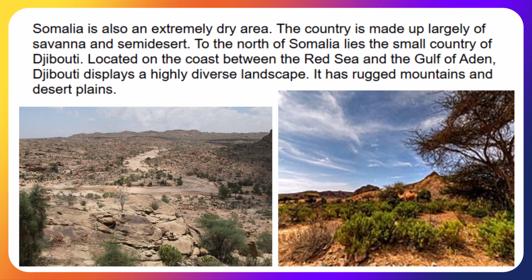Somalia is also an extremely dry area. The country is made up largely of savanna and semi-desert. To the north of Somalia lies the small country of Djibouti. Located on the coast between the Red Sea and the Gulf of Aden, Djibouti displays a highly diverse landscape. It has rugged mountains and desert plains.